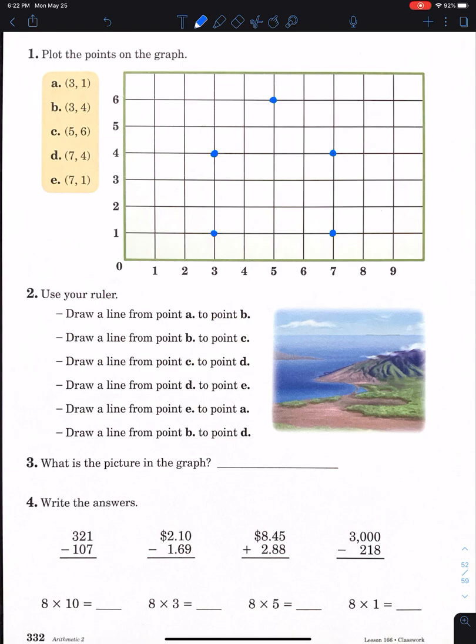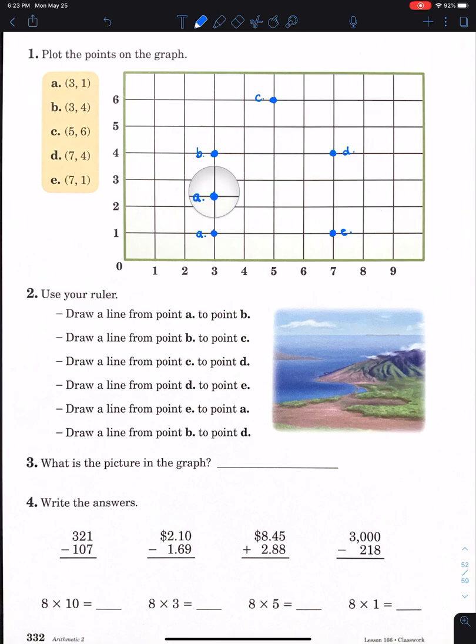All right, now we need our rulers again, and we are going to draw a line from point A to point B. So this is where you could label your points. You don't have to, but when you get in some higher grades, you're going to have to. So the first point was A. The second point was B, which was 3, 4. C was 5, 6. D was 7, 4. And E was 7, 1.